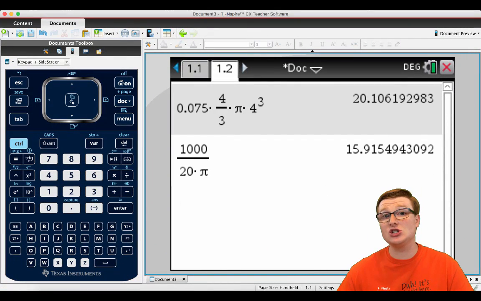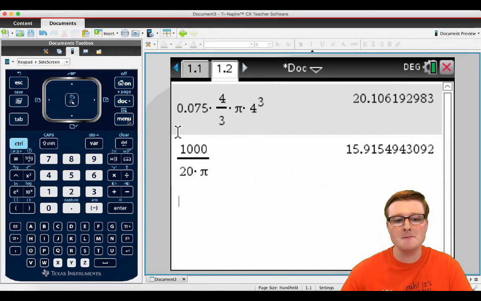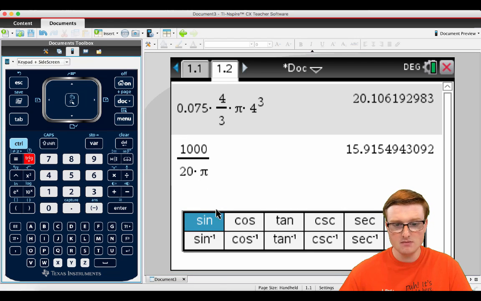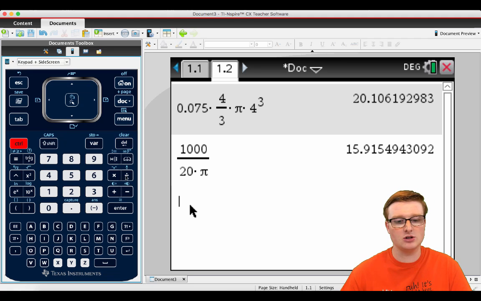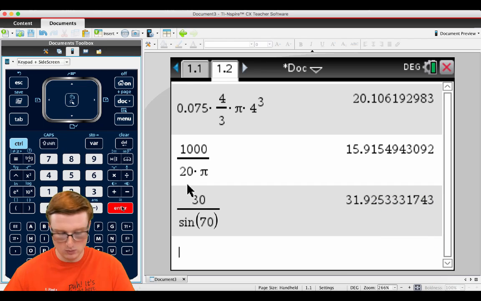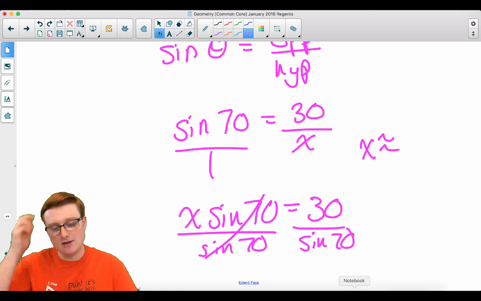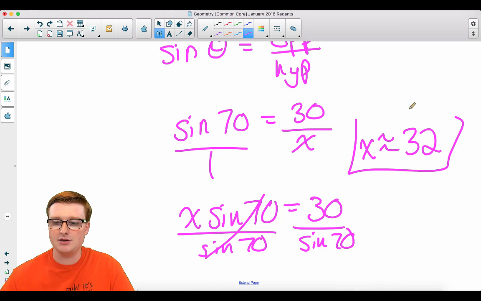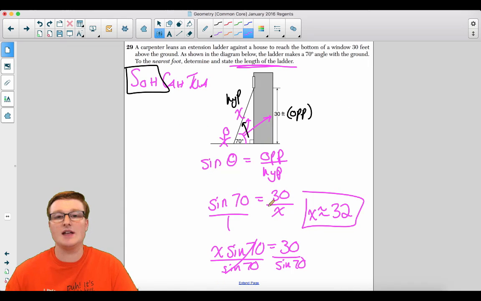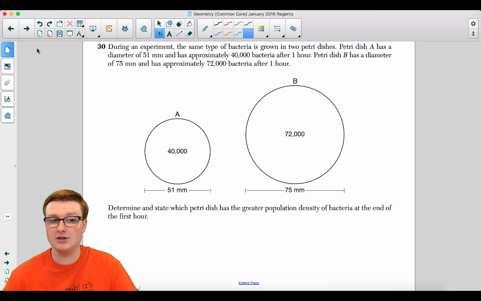Make sure that your calculator's in degree mode. I use a TI Inspire, by the way. I'm going to go up to my trig button, go to sine, and then, no, I'm sorry, I'm going to type in a fraction. Control division, 30 over the sine of 70. And that is approximately 31.9, which they say round it to the nearest foot. So that's approximately 32 feet in order to get that question right. And that is question number 29. Moving on to question 30.